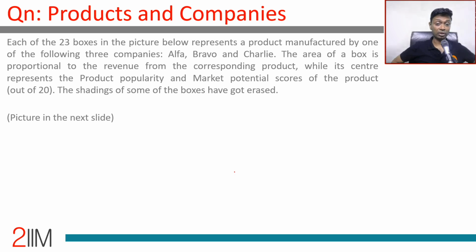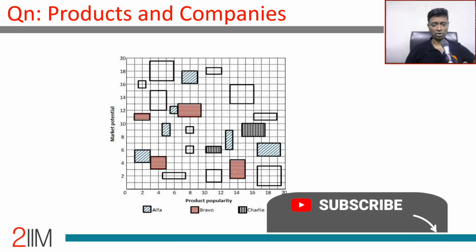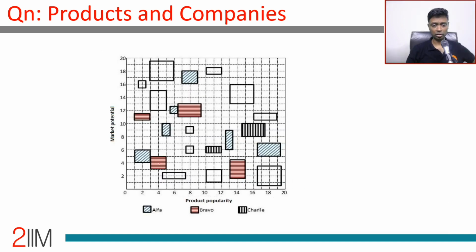The shadings of some of the boxes have got erased. Wonderful. So the shadings have got erased. We have Alpha, Bravo, Charlie. So red is Bravo, blue is Alpha, and black is Charlie. So this could be any of the three. This could be any of the three. So we have 1, 2, 3, 4, 5, 6, 7, 8, 9, 10. About 10 boxes unmarked, which we don't know which company's product that is.